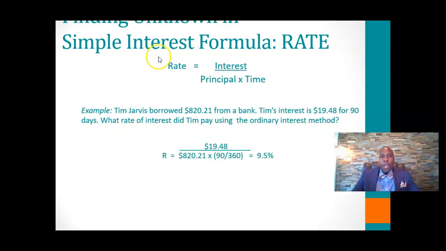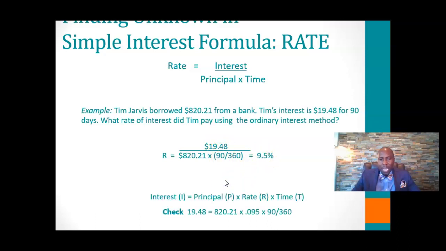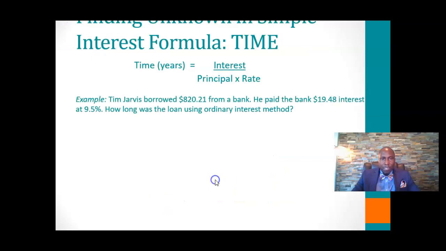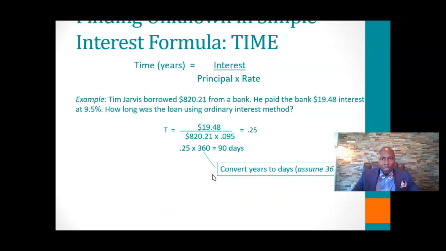Again, you can always rewrite the formula to get any unknown variable by itself. So the interest was $19.48, principal was $820.21, time was 90 over 360, which you can convert to 1 over 4 to simplify things. Based upon these numbers, it comes out to an interest rate of 9.5%. You can always put the numbers back into the original formula to check and make sure your numbers are correct. Okay, one more, but this time we're going to figure out the actual time.